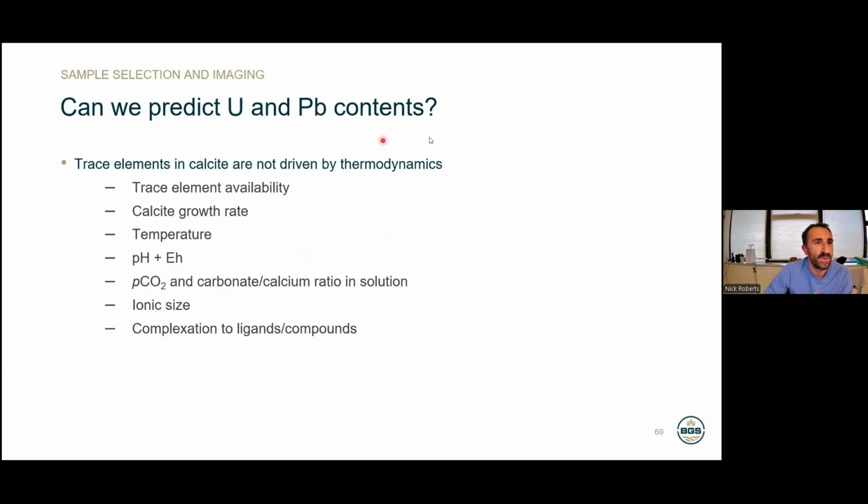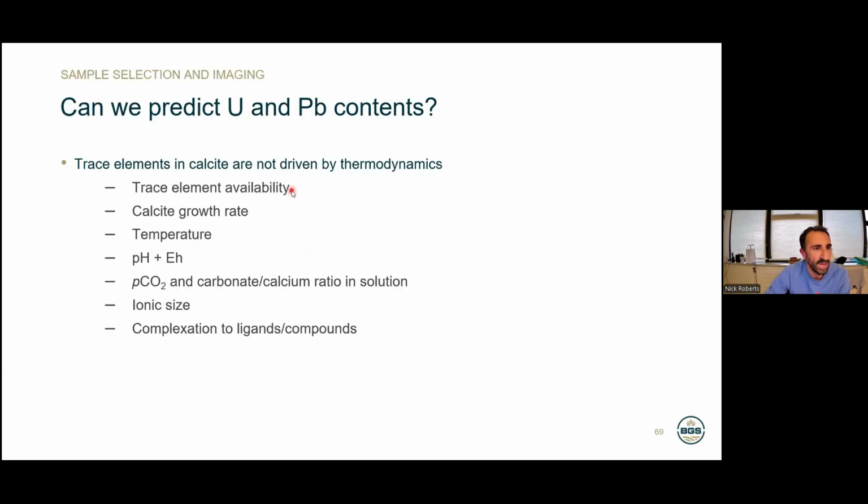So in terms of predictive tools, we're really struggling, really. There's a lot of work in progress going on there. And one of the problems is that trace element incorporation in calcite is just not driven by simple thermodynamics. There's a whole range of factors going on all at once, competing with each other.